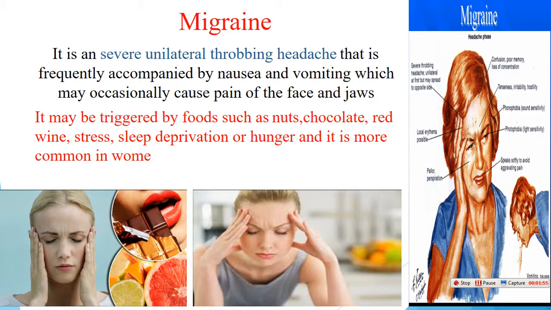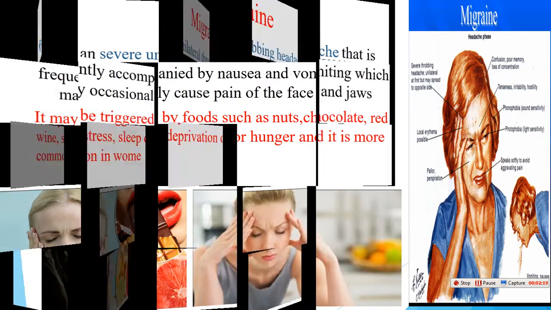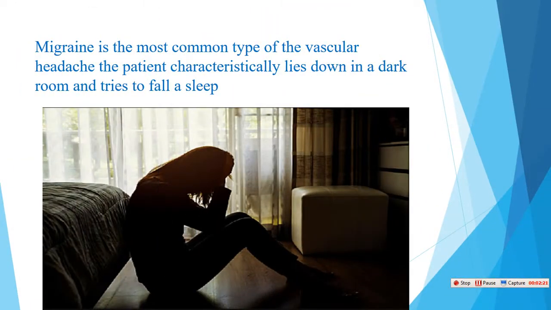Unilateral pain, unilateral headache. It also affects women more than men. The triggers of this pain, the stimulating factors, are foods such as nuts, chocolate, and wine, and also stress, sleep deprivation, or hunger, and it's more common in women. These are the stimulating factors of migraine pain.